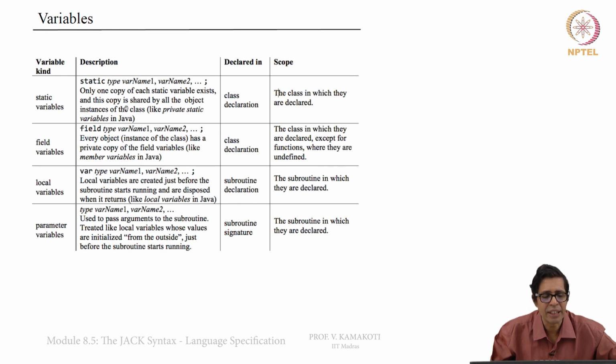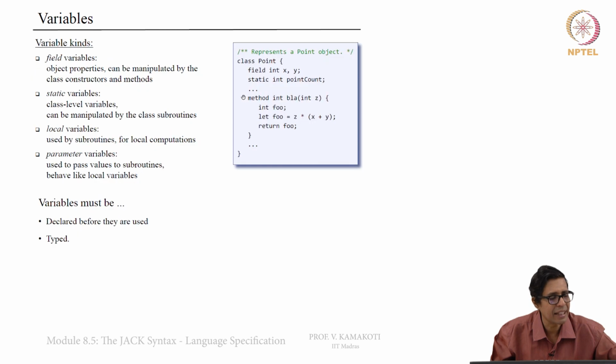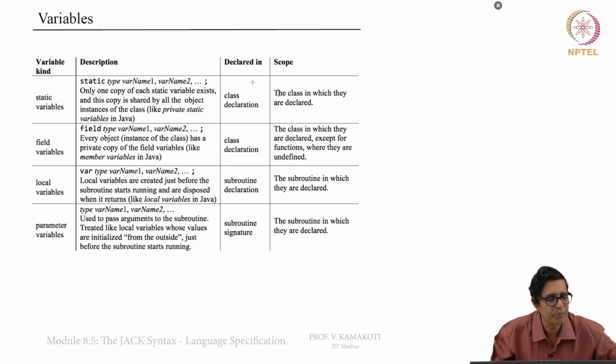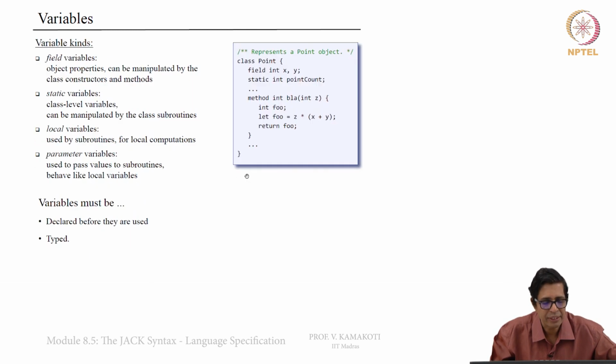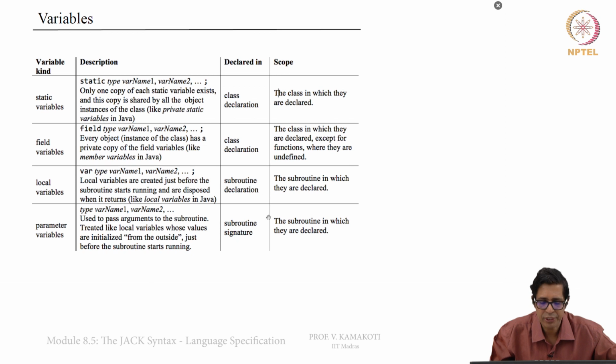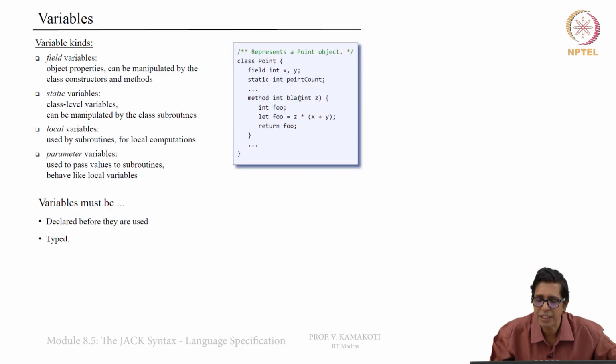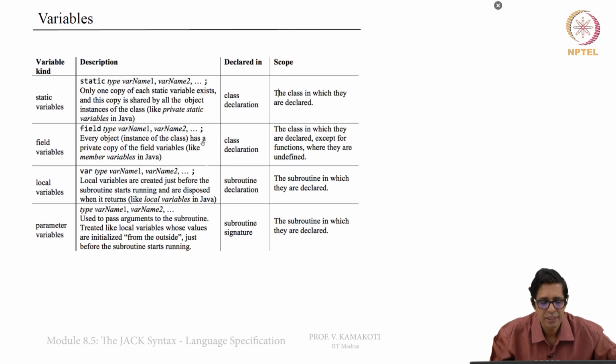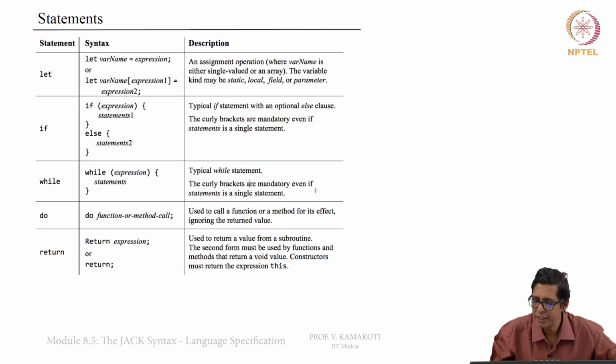So, the static variables are declared in the class declaration. This is the class within the class, right. So, static variables are declared in the class declaration, field variables are also declared in the class declaration, local variables are declared within a subroutine, right. So, here, int foo is a local variable, while the parameter variables are in the subroutine signature, for example, blah int inside. So, this is where the parameter variables are declared, right. So, these are the ways.